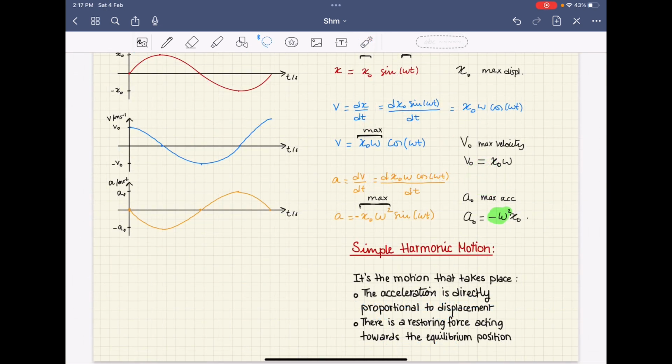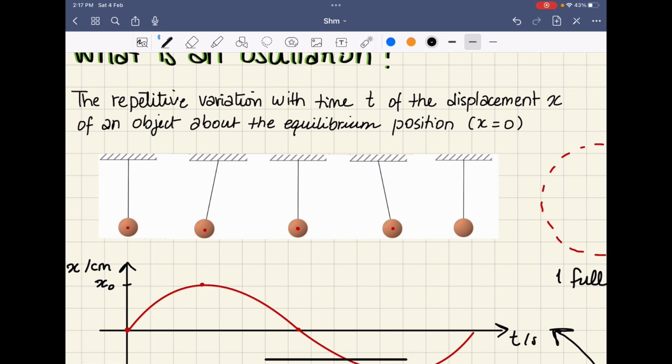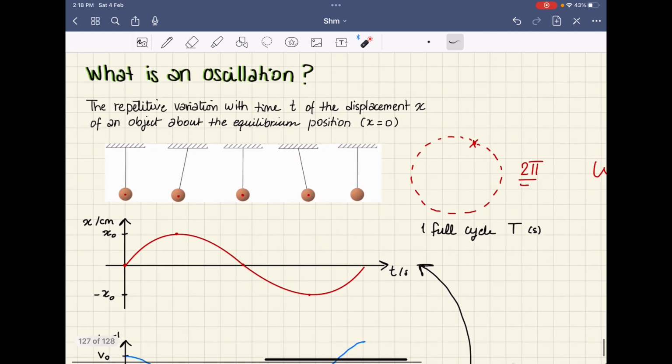In exams, you will be asked to state the two conditions for simple harmonic motion. So you'll say it's the motion that takes place when the acceleration is directly proportional to displacement, when there is a restoring force acting towards the equilibrium. In other words, in this pendulum right here, when you displace it away from the original position, the restoring force F is the reason why the pendulum will start to oscillate back and go back to this position, and then once again, when it reaches the maximum displacement in the negative sense, it's the restoring force that will force it back to its equilibrium position.